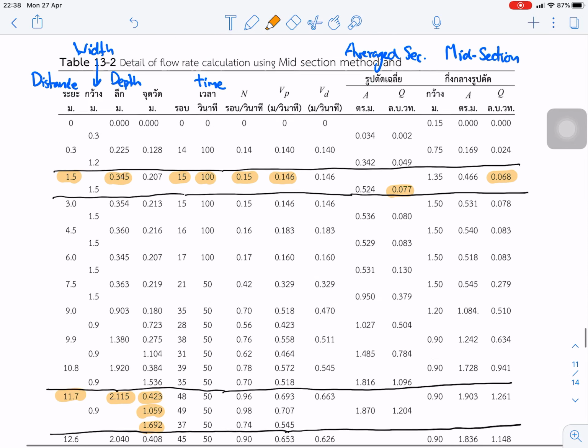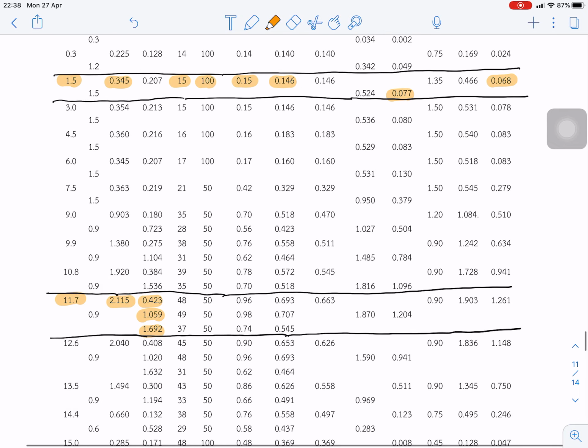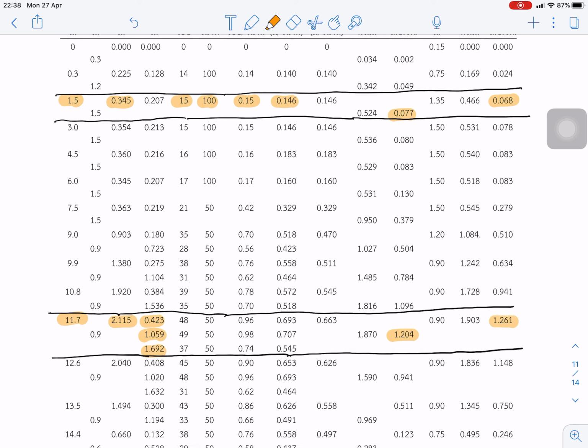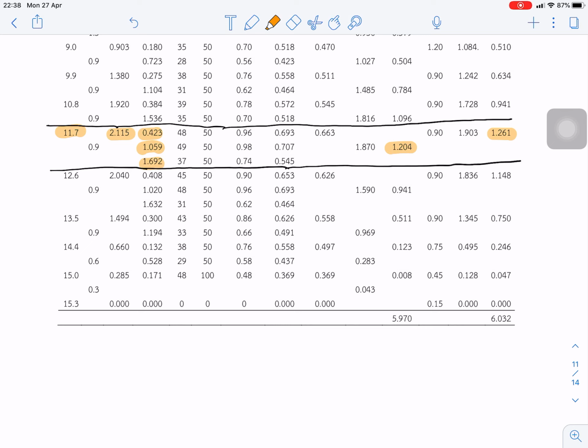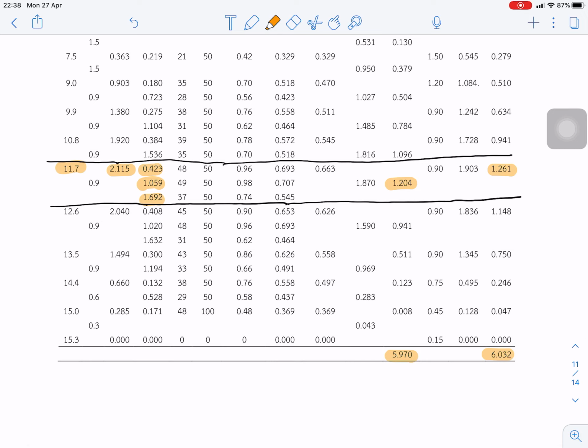Next we can write the number here. For the average section we got 1.2, and for the mid-section we got 1.261 cubic meters per second. If we do this for all the sections, we can sum up the total flow of this stream, which is about 5.97 cubic meters per second. For the other method, mid-section, it is about 6 cubic meters per second. So it's not much different between the two methods.